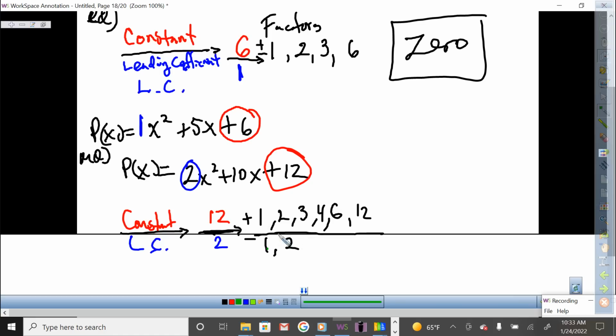But then, what is 1 over 2? 1/2, that would be another possibility. 2 over 2? We already have it. How about this one? 3 over 2. What else? 4. What is 4 over 2? We already have it. What is 6 over 2? We already have it. What is 12 over 2? We already have it. So the only thing that we would add to this list would be what? These two fractions.